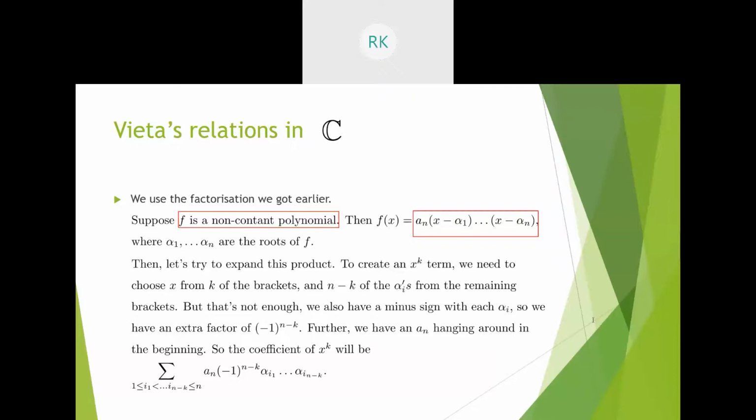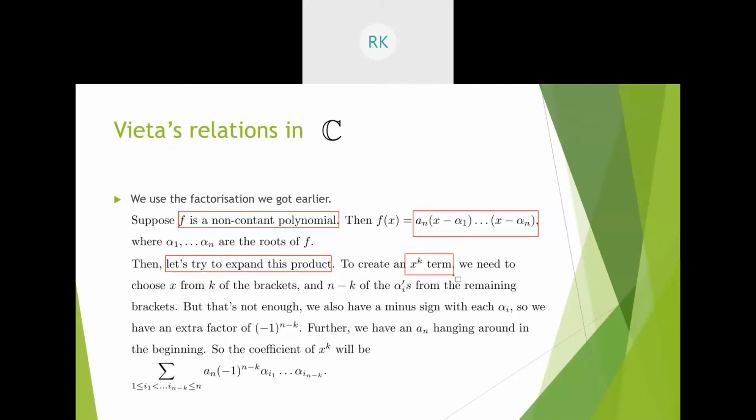So, okay. Now we go over to the general situation. Now that you have understood the special cases, the general situation becomes easy. Let's expand the product. So in this, a_n times (x minus alpha 1) times (x minus alpha 2) up to (x minus alpha n), we want to create the x power k term.